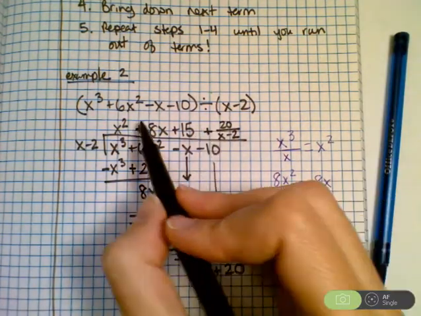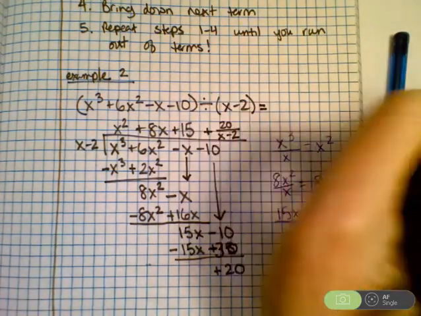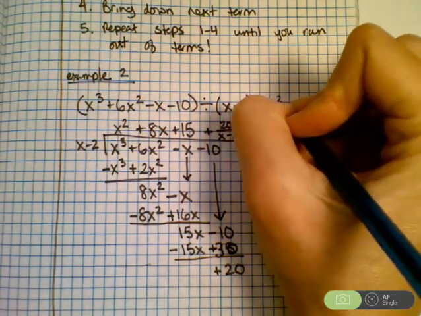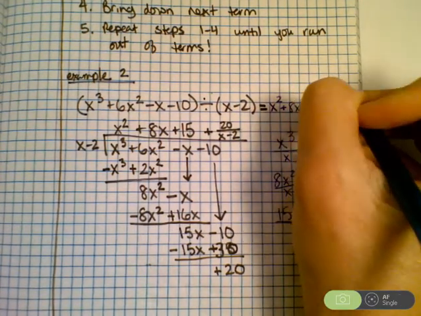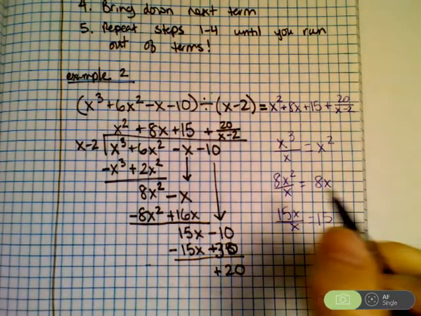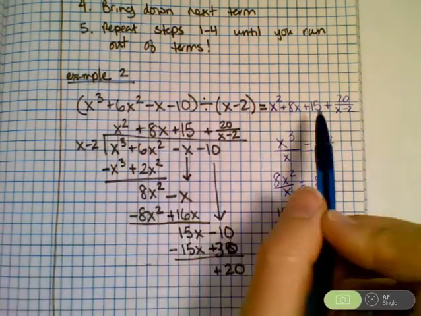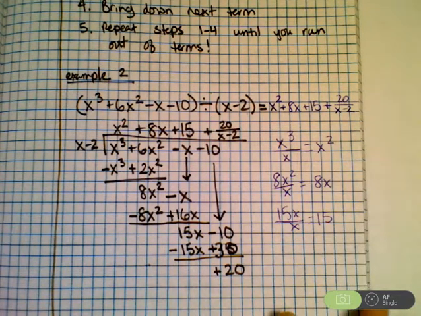So I'm showing that all of this divided evenly, but this part did not. So the answer to this problem, which I'm just going to write in the other pen because it'll fit better, is x squared plus 8x plus 15 plus 20 over x minus 2. And what that means is x minus 2 is not a factor of this polynomial because it doesn't divide evenly. Because we have a remainder, that tells us that it's not a factor. If we had no remainder, then we'd have a factor. But anytime we have a remainder, nope, not a factor.